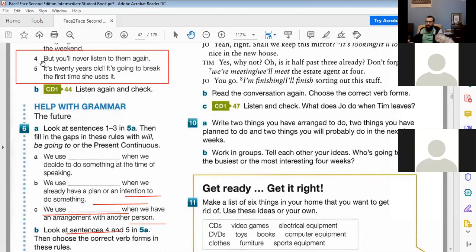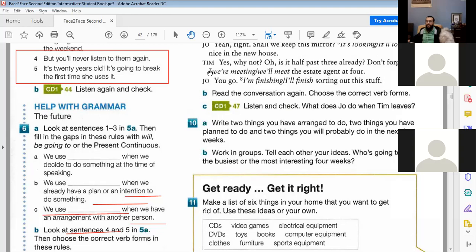Can you read them, Sana? Yes. But you will never listen to them again. Okay, and five? It's 20 years old. It's going to break the first time she used it. All right. Now, which of these two sentences has evidence?